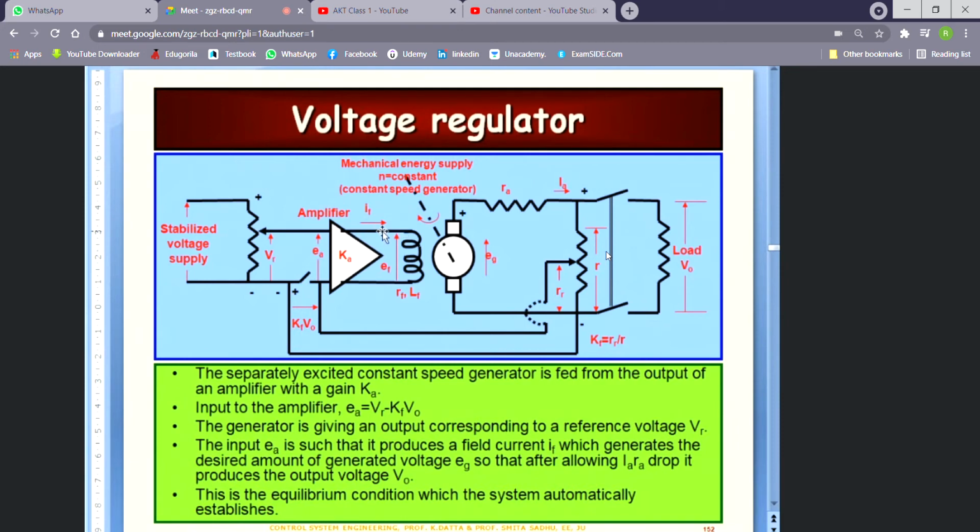So you find that here, of course, as I told you, this is not a circuit diagram, but basically a schematic diagram. So what is meant over here is that the output side of the amplifier is being used to excite this coil over here, that is EF is the voltage being applied to the field of this constant speed generator that you find over here. So that's written over here, it's a constant speed generator.